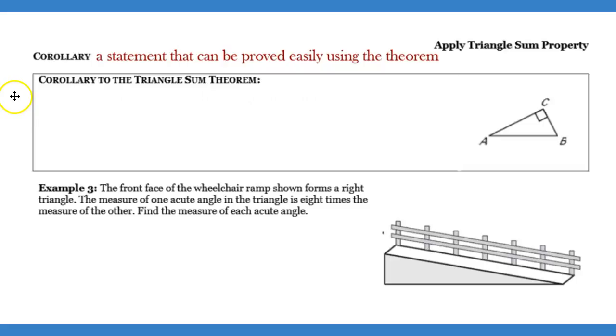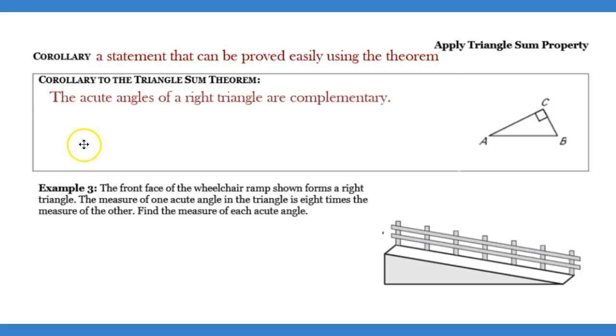So recall from 5 minutes ago that our triangle sum theorem says that the interior angles of a triangle sum to 180 degrees. The corollary to that is that the acute angles of a right triangle are complementary. So what does that mean? That means that the acute angles of a right triangle sum to 90 degrees.